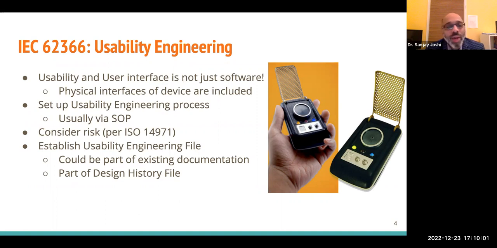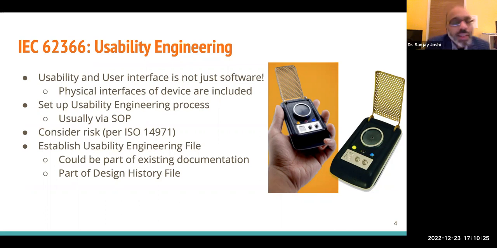And a quick reminder, oftentimes people think about usability as user interface, and user interface is something that is applicable only to software. That is not the case. On usability and user interface, the standard is very clear. It talks about everything that interfaces with the user, and that includes physical interface, like how do you flip that switch, how do you press the button. It's all part of usability.